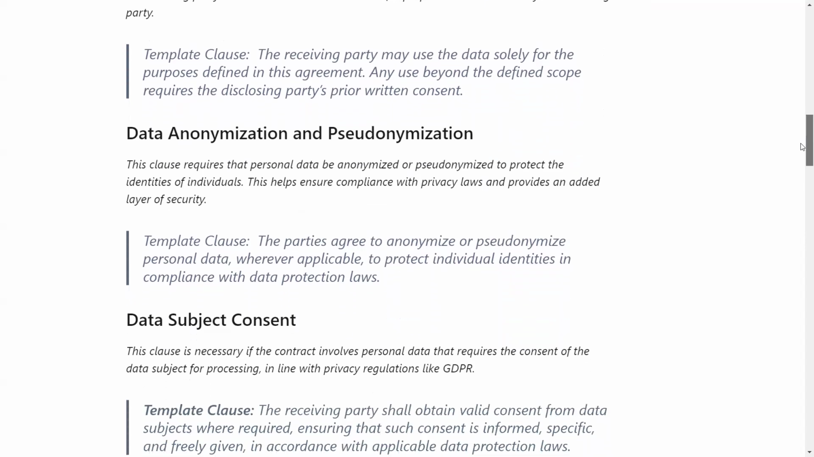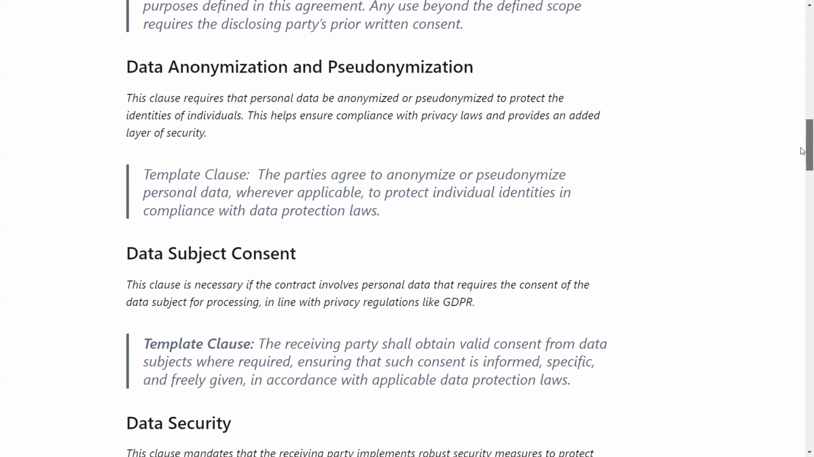Data anonymization and pseudonymization. This clause requires that the personal data be anonymized to protect the individuals' identities. This helps ensure compliance with privacy laws and provides an added layer of security. Template clause: Parties agree to anonymize or pseudonymize personal data wherever applicable, to protect individual identities in compliance with data protection laws.